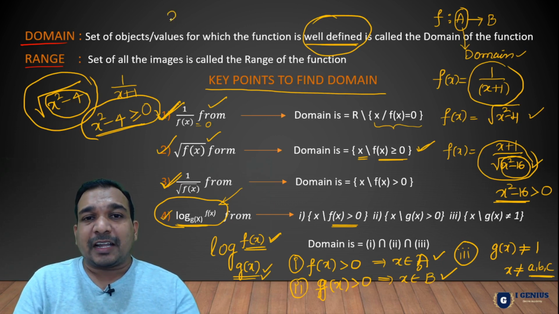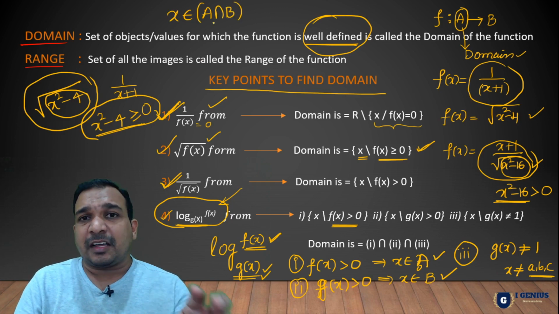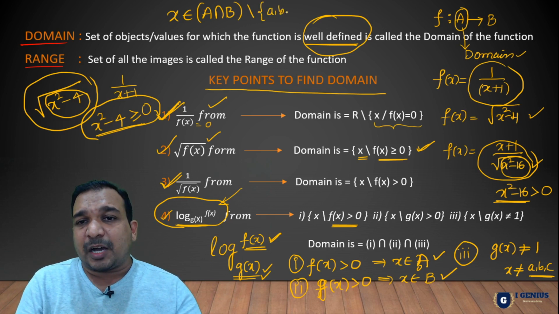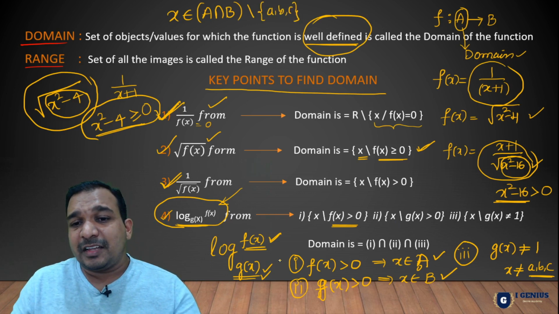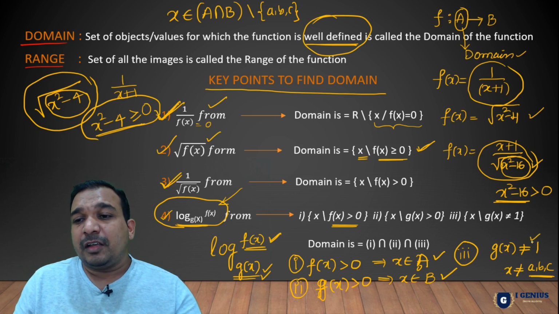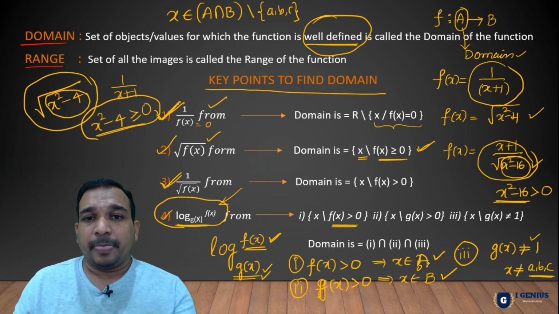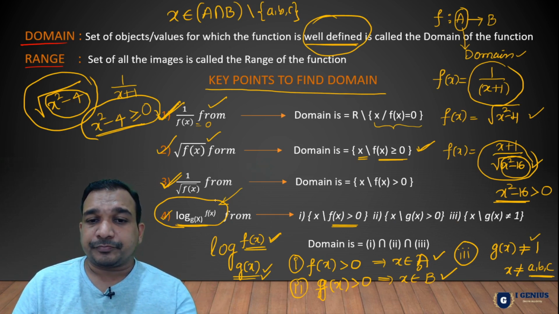So what is it at last? x belongs to set A intersection B. We'll get A intersection B as a set or interval. From that you need to remove this a, b, c, where the base is becoming 1. Those x values we need to remove from the intersection of A and B. So this is the way to find the domain of the logarithm function also, guys.